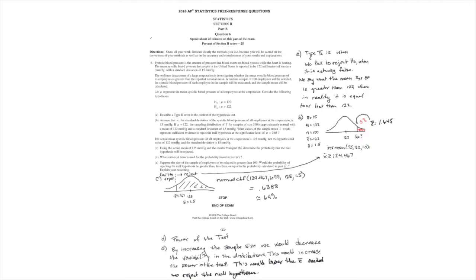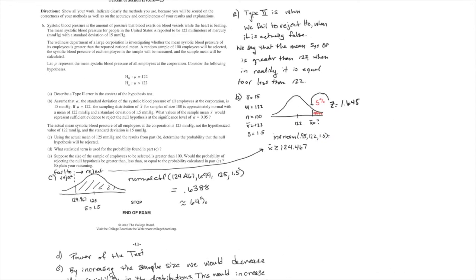Number 6 from the 2018 AP Stat exam. We're going to take this apart. This question deals a lot with type 2 error and power of a test. If you remember what we did in class, this actually turned out to be a relatively easy question 6.